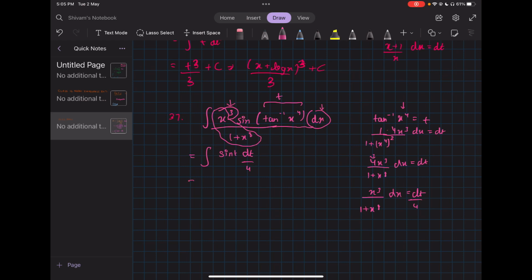I'm just going to take the 4 outside and integrate with respect to sine t dt. That's going to give me negative cosine t plus c. Now I'm just going to replace t with what we took t to be, and I'm going to take this negative outside. So minus 1 over 4 of cosine tan inverse x to the power 4, because that's what t was. And then a plus c. That is the answer. All right.